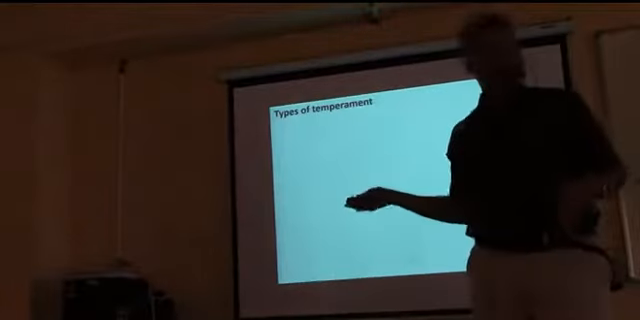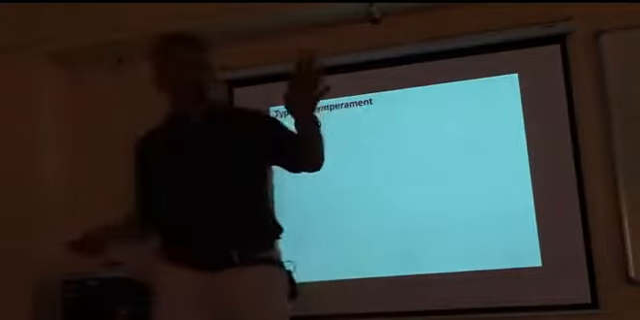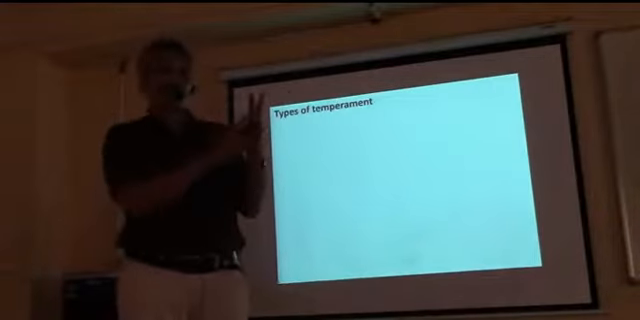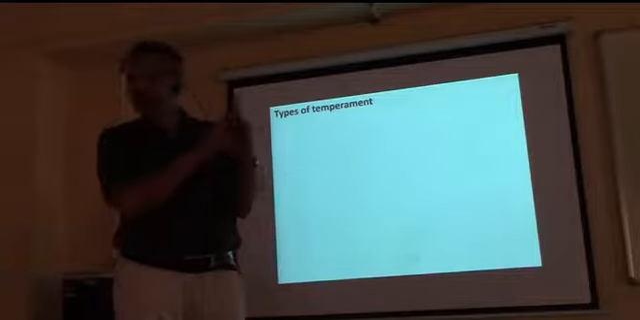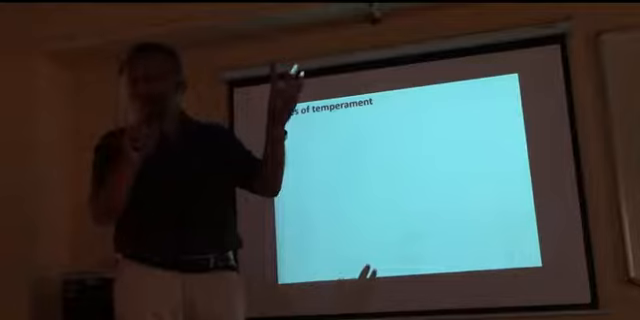So, we'll quickly look at the types of temperaments. I've already given you four. Which are the four? First is sanguine. Second is choleric. Third is melancholic. And last was phlegmatic.